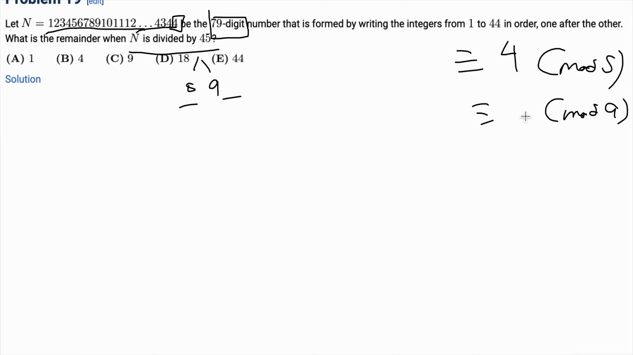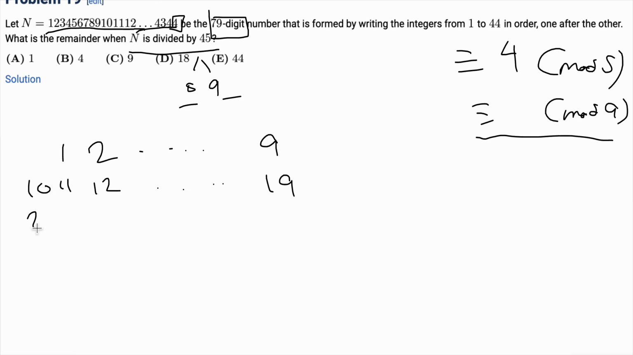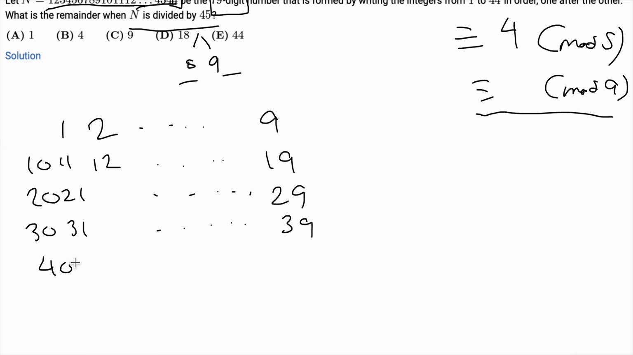Next, mod 9. For mod 9, we're just going to use the 9 divisibility trick where we sum up all the digits and find the remainder of the sum of the digits divided by 9. So put that into action. Let's go 1, 2, and so on and so forth until 9. And then 10, 11, 12, and then all the way up until 19. Then 20, 21, all the way up until 29. Then 30, 31, all the way up until 39. And then we just have 40, 41, 42, 43, 44.